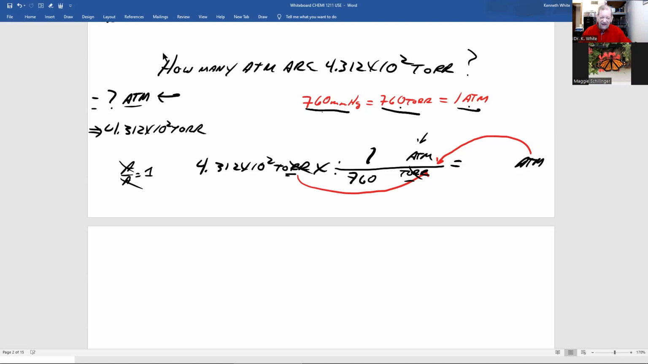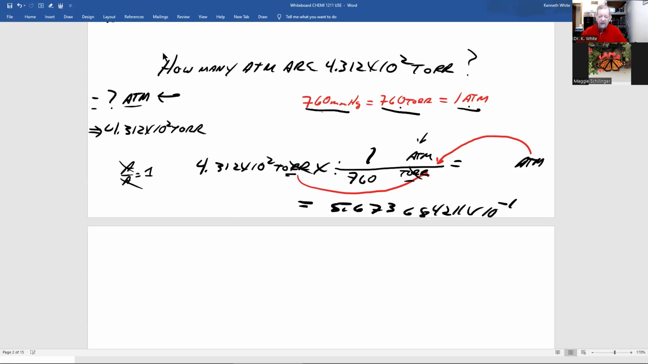So now I can pick up my calculator, clear it. 4.312 EE 2 divided by 760. And my calculator gives me this number. I better write it over here because I got a lot to write. This.